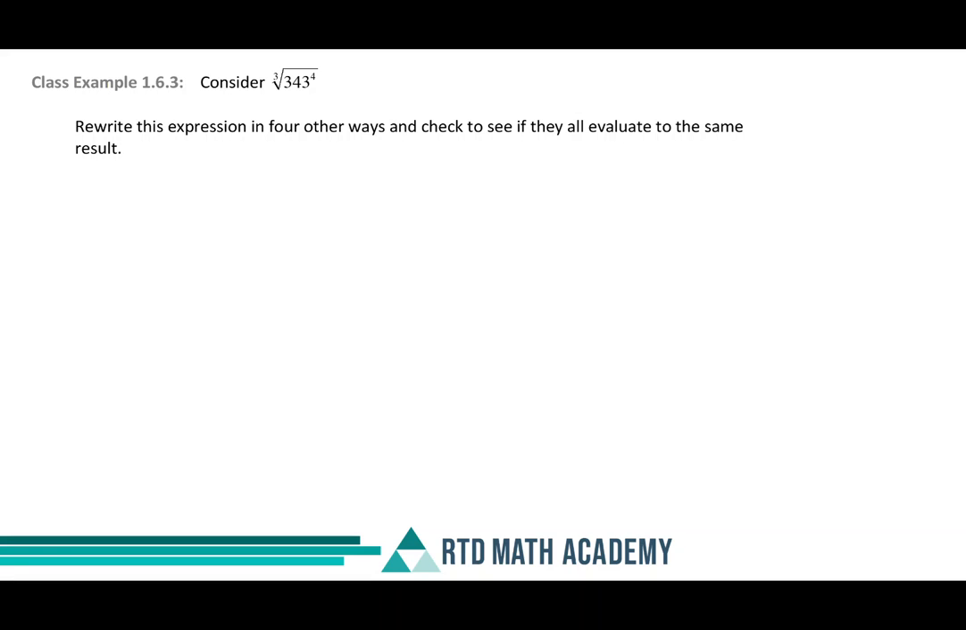Class example 1.6.4. Consider the cube root of 343 to the power of 4. We're going to rewrite this expression 4 other ways, and then we're going to use our calculator to check to see if they all evaluate to the same result. This is very similar to the last question that we did. We're going to take the cube root of 343 all to the power of 4.